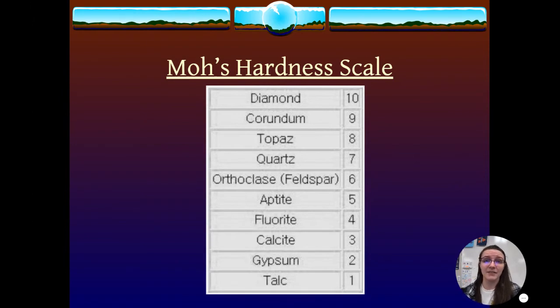Let's look at a different example. Quartz has a hardness of 7. That means if I rub quartz against fluorite, the quartz will scratch the fluorite. If I rub the quartz against the topaz, nothing will happen to the topaz. But I could use the topaz, which is harder than the quartz, to scratch the quartz. So you can be scratched by things higher than you, and you can scratch things lower than you.